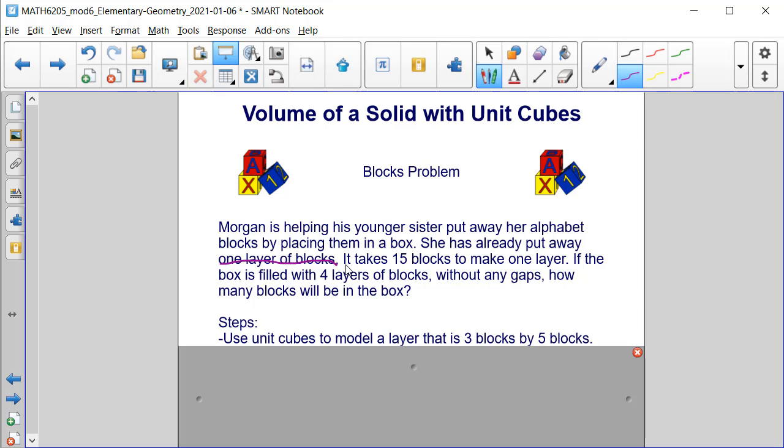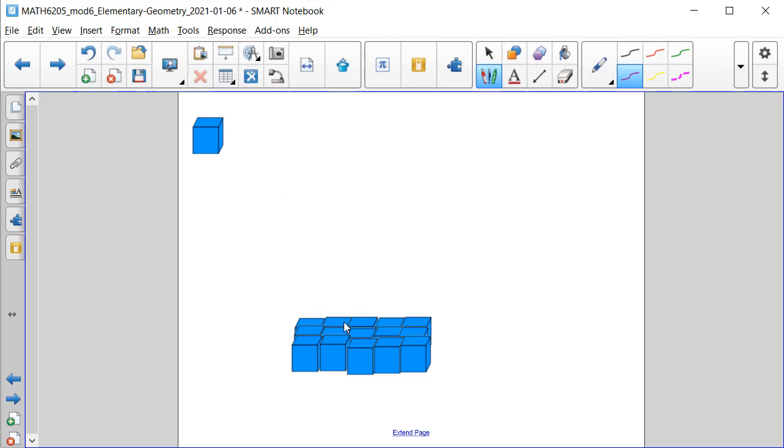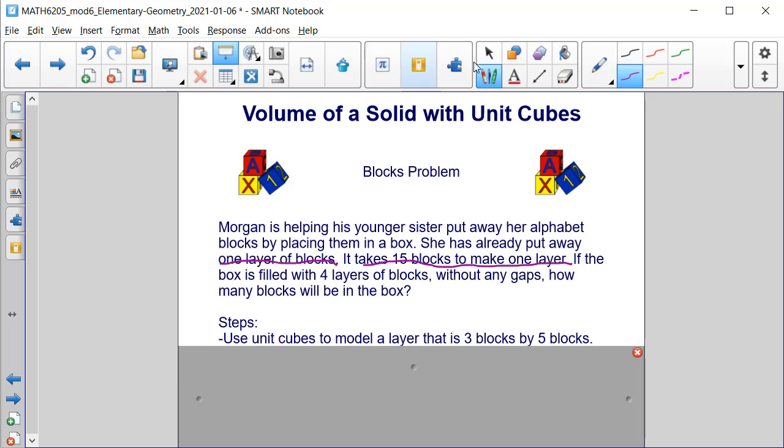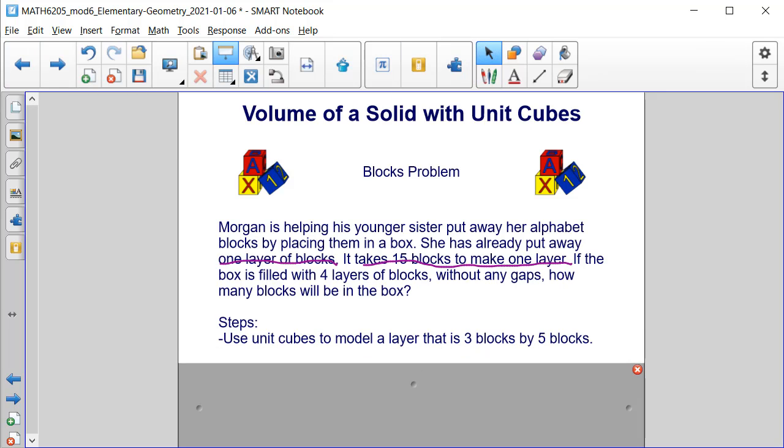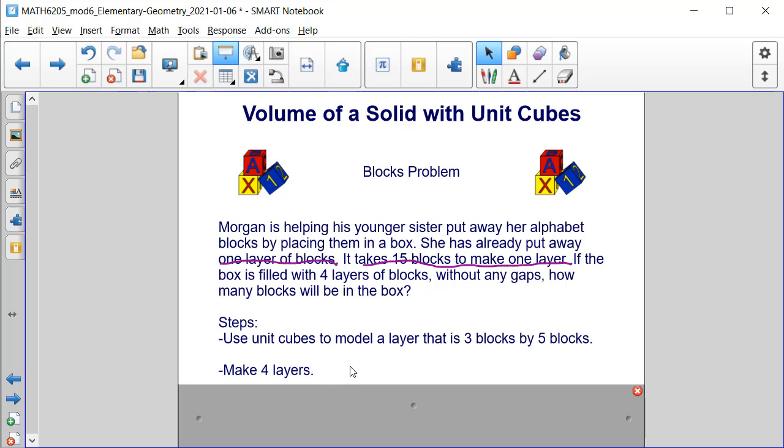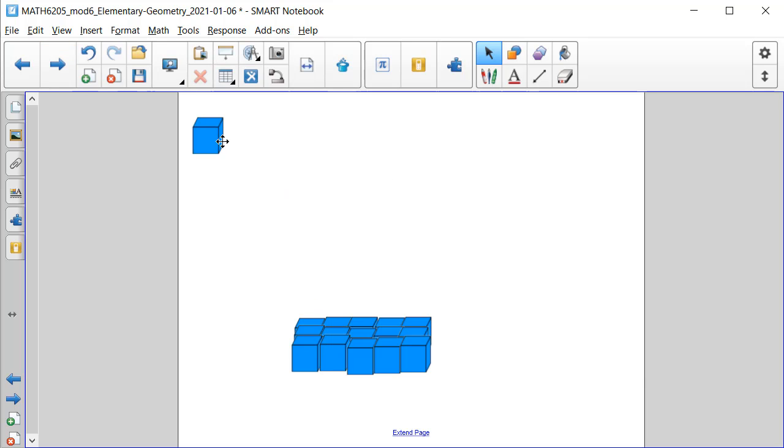So we took care of one layer, and we know that it has 15 blocks to make that layer, so those are done. If the box is filled with 4 layers, could we take the layers that we have here, this is just 1, can we make 4 of these? Absolutely we can. So that's going to be the next step, to make 4 layers of these exact blocks that we have. So let's start making our next layer.